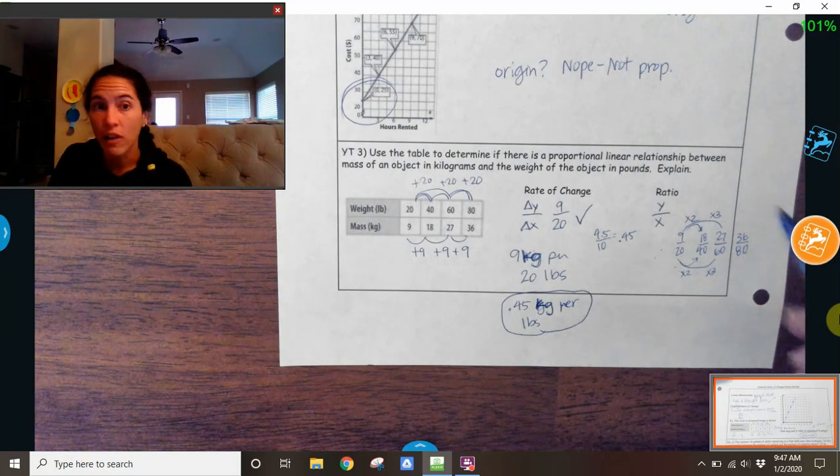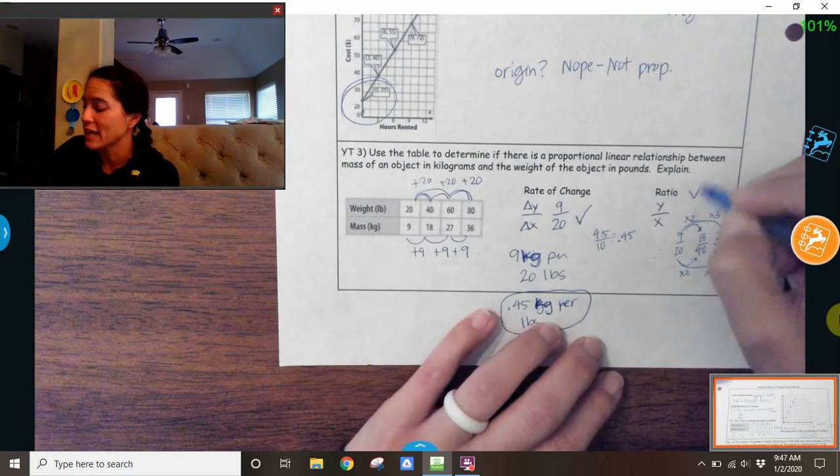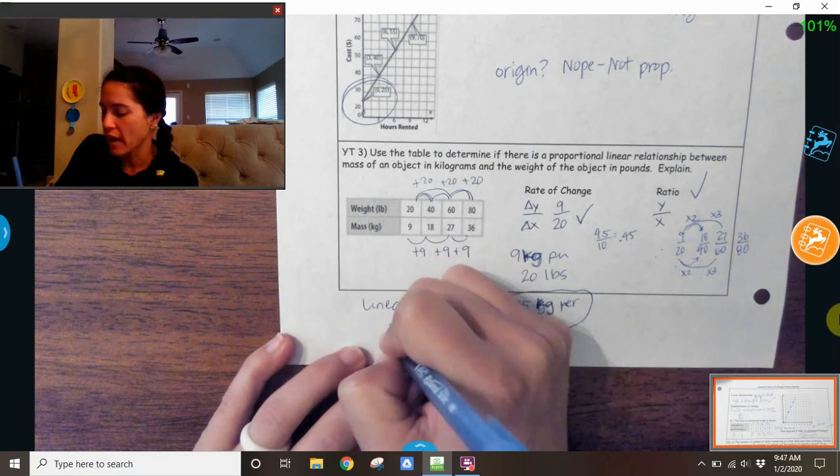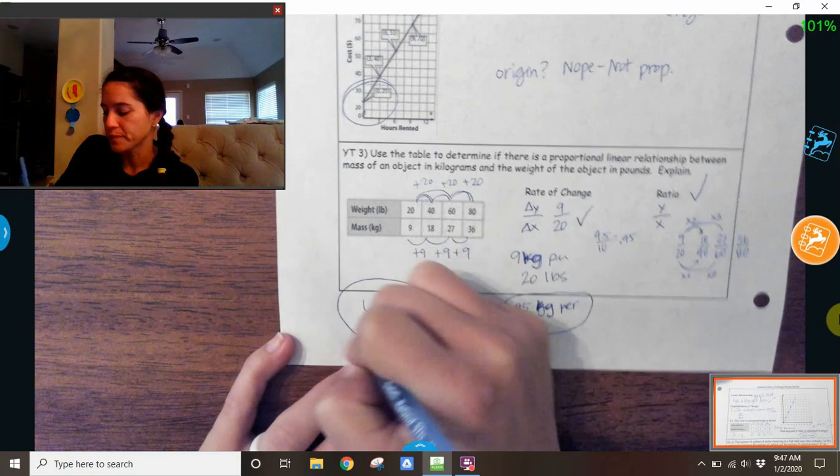So all of my ratios are equal, which means yes, it is proportional. So this is linear and proportional.